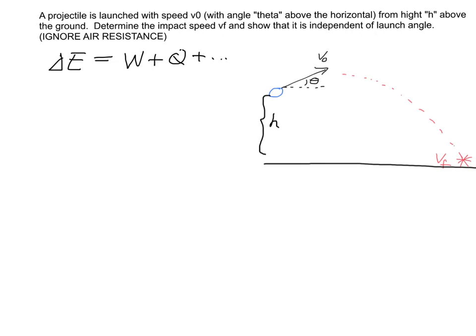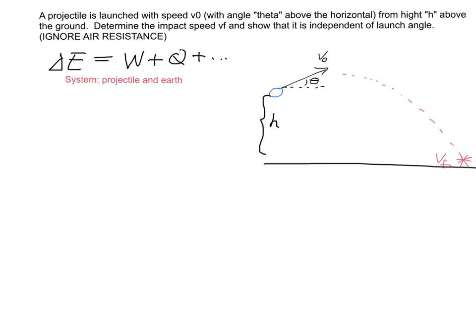One of the things we might want to use in this problem is that this projectile changes height above the ground from here to here. So we might want to use the concept of potential energy. But if we want to use the concept of gravitational potential energy, we need to consider a system that consists of the projectile and the Earth. So let's do that. This choice of system consists of the projectile and the Earth.